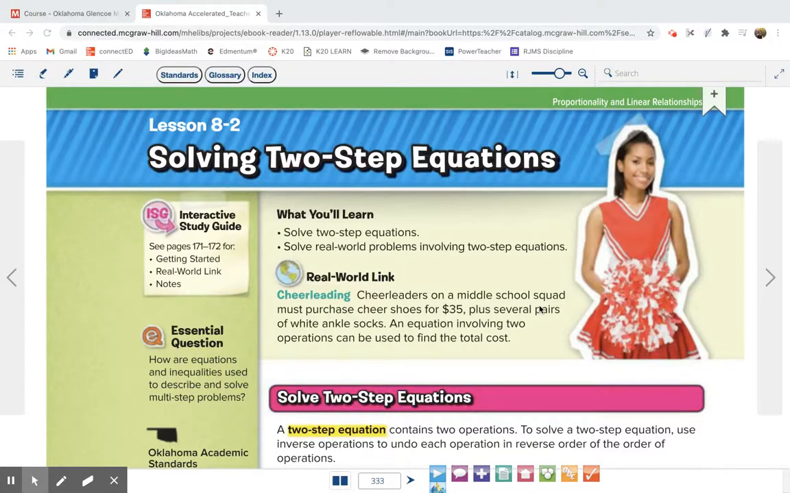Okay, so we're starting more notes today. It is lesson 8-2 and 8-4. We're doing 2 and 1 because they're the same. It's called solving two-step equations. 8-4 just says solving more two-step equations. So they're the same thing. So lesson 8-2 and 8-4.